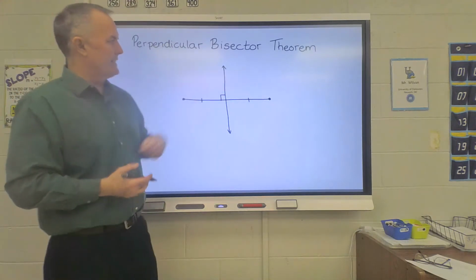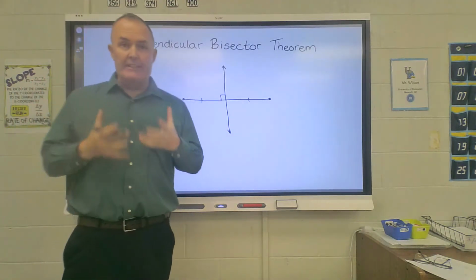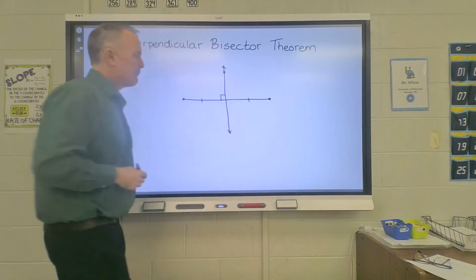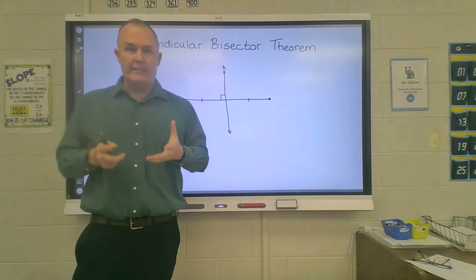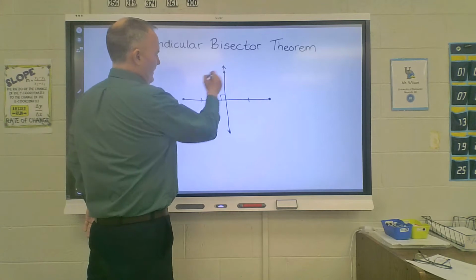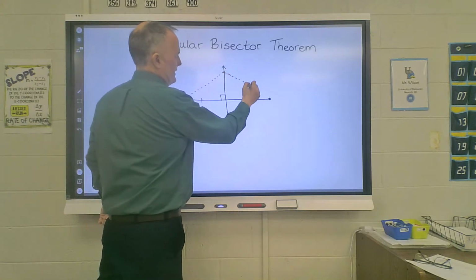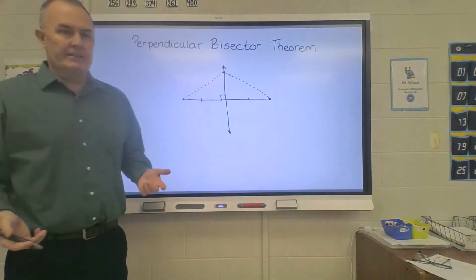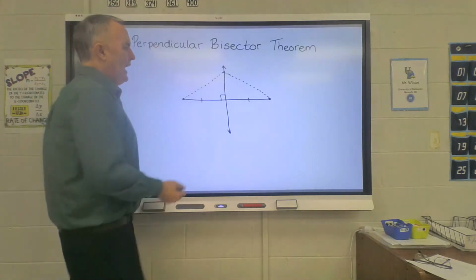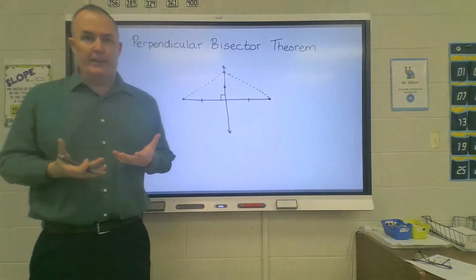It's a perpendicular bisector. What the theorem says is that we can take any point on this line, if it's a perpendicular bisector, for example a point right here, and that point is equidistant, or equal distance, to both endpoints of the segment. So this point right here is going to be the same distance to both endpoints. So this is 14, that's going to be 14. It's equidistant. And we can put a line from any point on that perpendicular bisector.